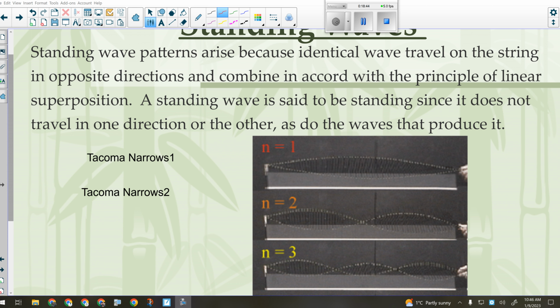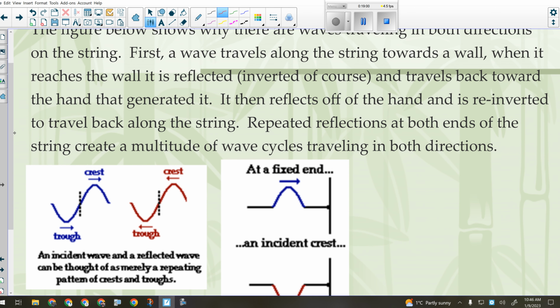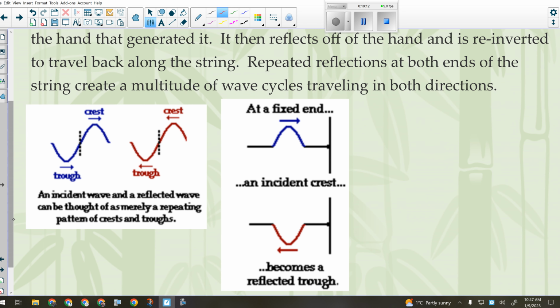If you change the properties of the medium, especially the tension in the string, you change the speed at which the waves travel. All right. So for a standing wave to form, we have to have that reflection off the fixed end. And when it reflects, it comes back inverted. The wavelength doesn't change, the speed doesn't change, so they're always going to meet up in the same places, and we're going to get those repeating patterns of interference.